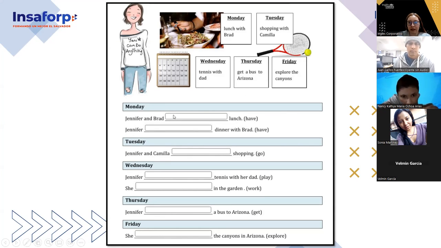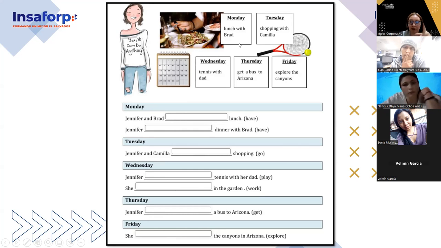For example, Jennifer and Brad es plural. ¿Cuál sería el verbo to be que voy a usar? Are. Correct. Jennifer and Brad, y aquí me da el verbo, are having. Okay, Jennifer and Brad are having lunch. Eso es para el día lunes, on Monday. También dice Jennifer, tercera persona, is having dinner with Brad.